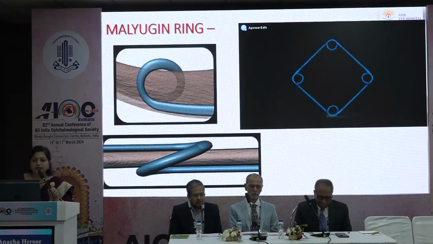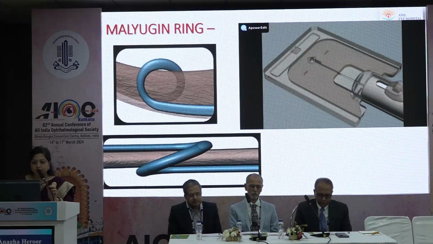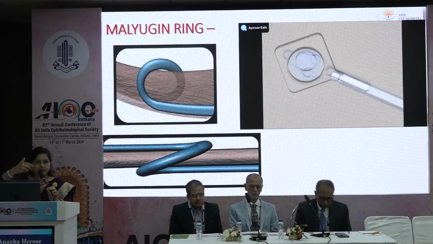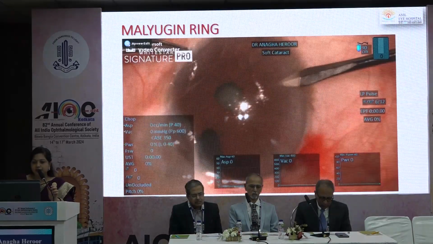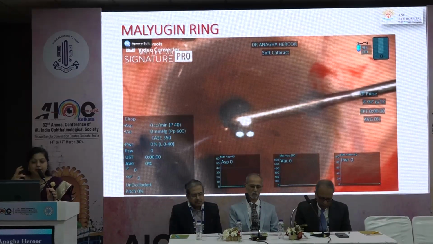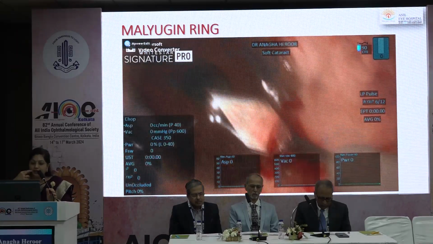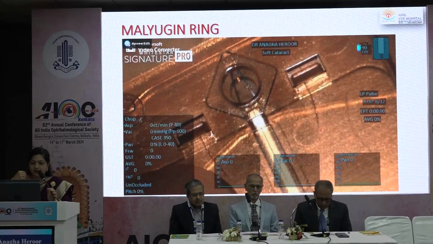So this is the Malyugin ring, which all of us know. It has a biplanar structure, so it straddles the pupillary margin. This was a one-eyed patient, trabeculectomy already done. You can see the trypan blue has gone into the bleb also. And I'm making the side ports and the main incision.